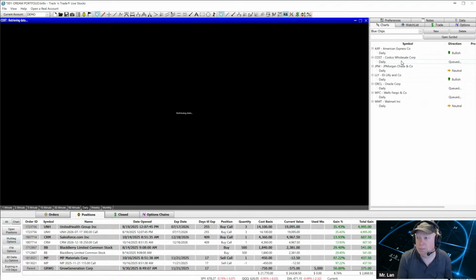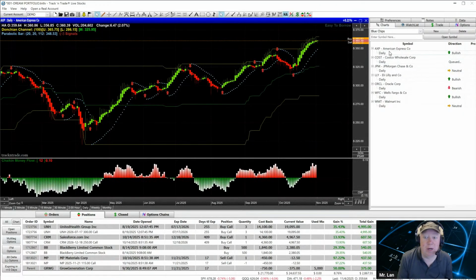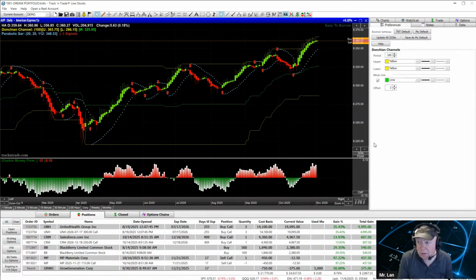So let's start with AXP, which is American Express. Now you'll notice I have a little tool on here, which is called the Donchian channel. See these lines right here? And if you come down here in the bottom right corner, you can see I have DON. So if you come in here, you'll notice that the period on DON, I have it set to 100.